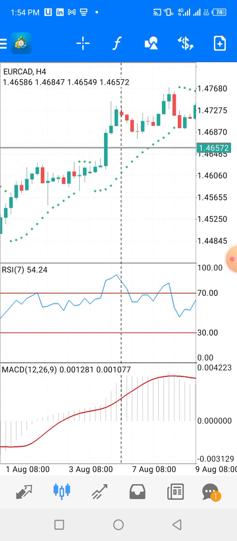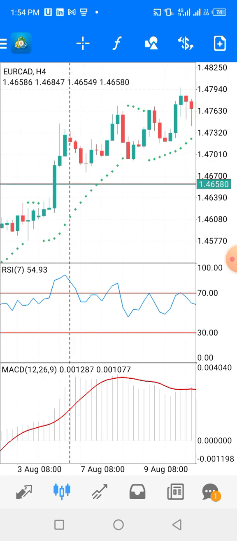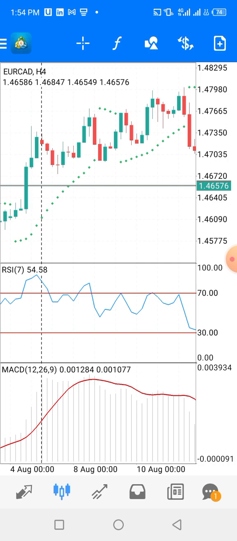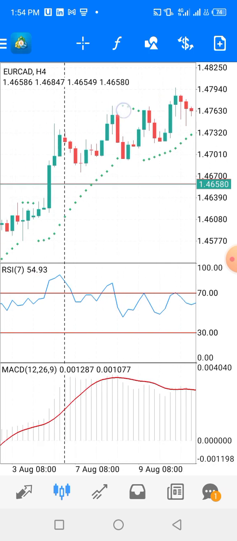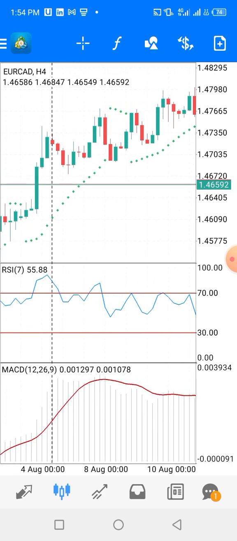Then you win that trade. Yes, you win that trade. Now you wait. You want to make another entry. Let's just wait. Now the Parabolic SAR was also indicating that we should sell over here because it is above the market.